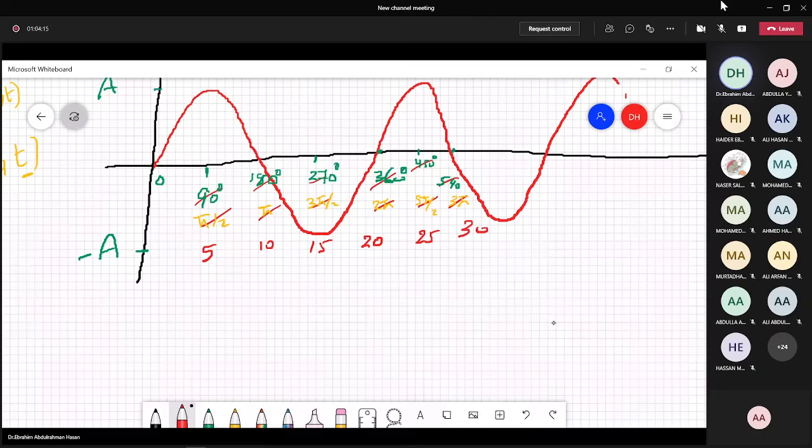The one full period we call 1T. And I told you at the beginning that we have a frequency, and the frequency equals 1 over T. So T equals 20 milliseconds, so 1 over 20 times 10 to the power of minus 3. So it is equal to 50 hertz.